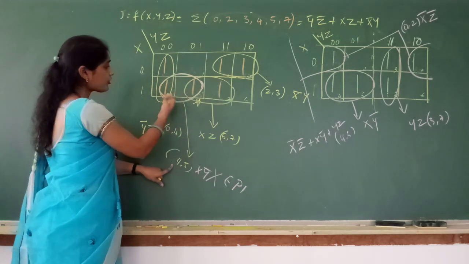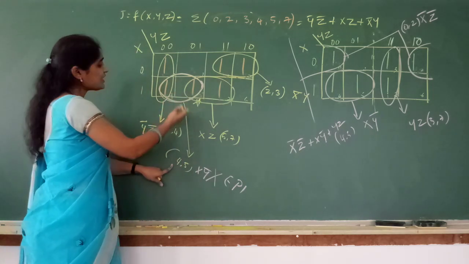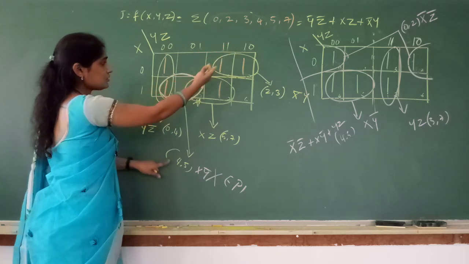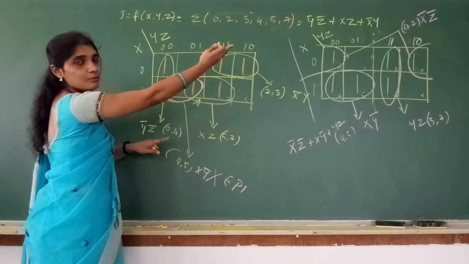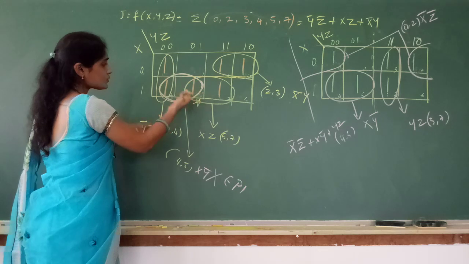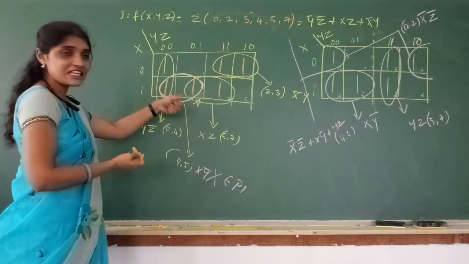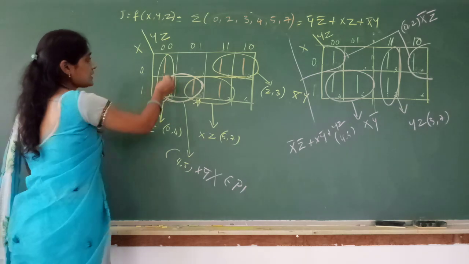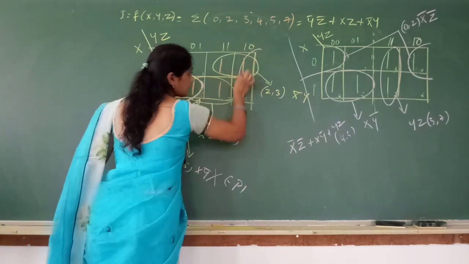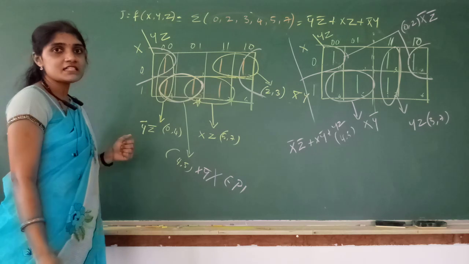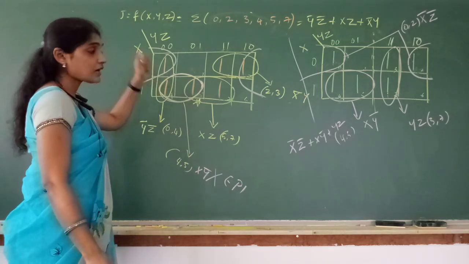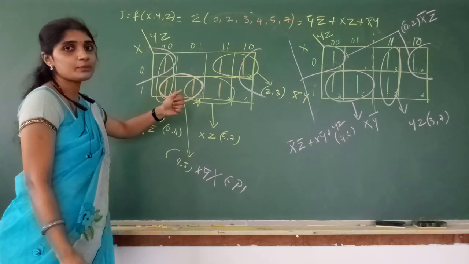Yes, I can group 4 and 5. There is nothing wrong. But that is not required for the equation, because I have already got the simplified equation by covering all the min terms. Why again group 4 and 5? That is not required. So this is not an essential prime implicant. Similarly, if I group 0 and 2 here, because they are adjacent, it will become a prime implicant, but that is not an essential prime implicant.